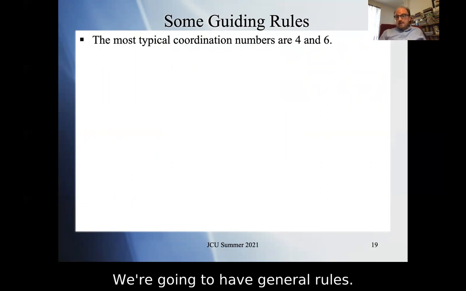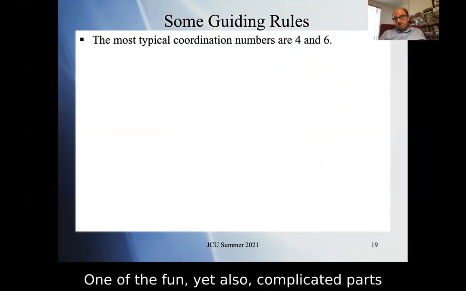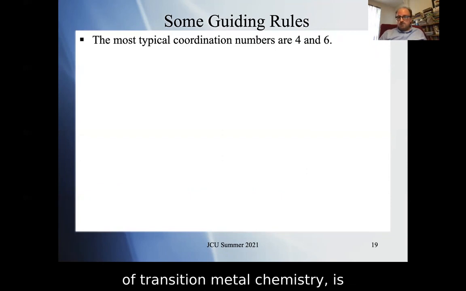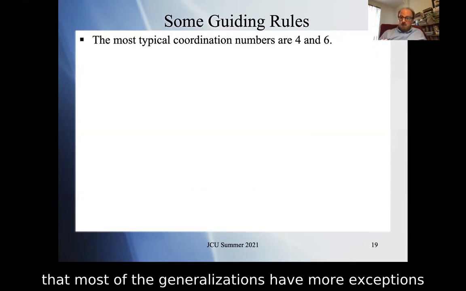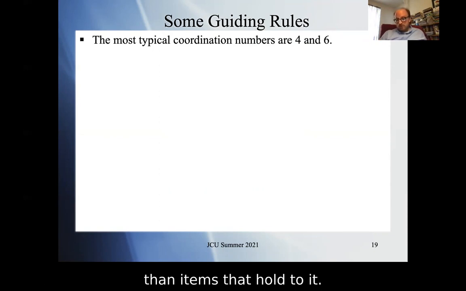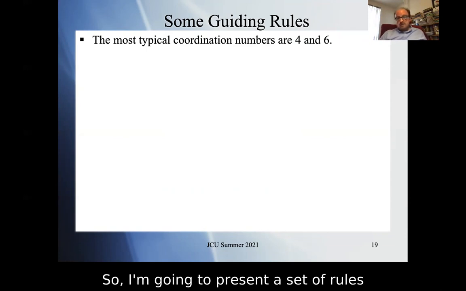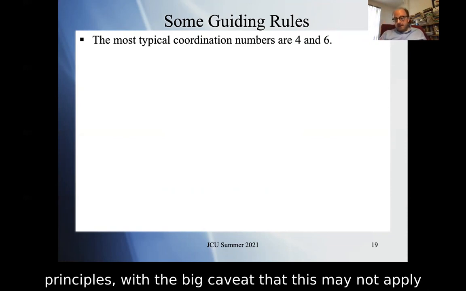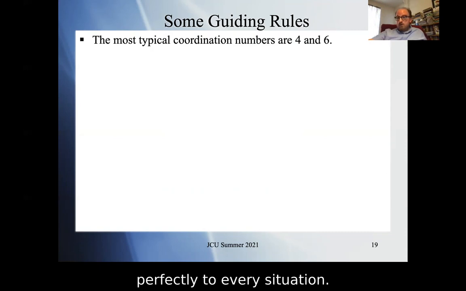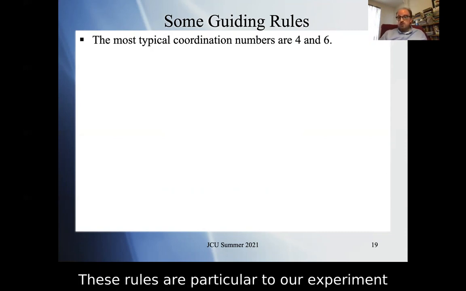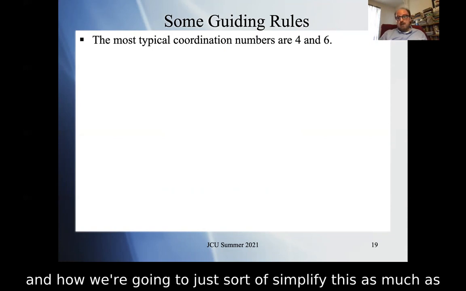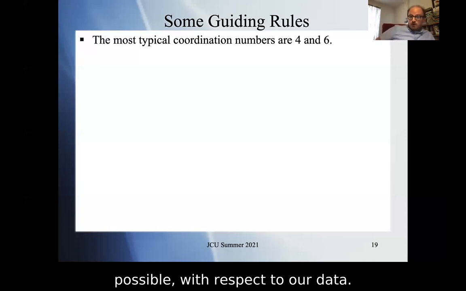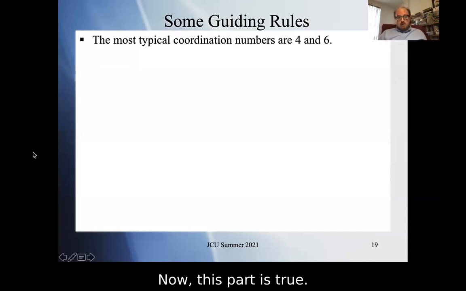Now, we're going to have general rules. One of the fun yet also complicated parts of transition metal chemistry is that most of the generalizations have more exceptions than items that hold to it. So I'm going to present a set of rules that we're going to follow as just guiding principles, with the big caveat that this may not apply perfectly to every situation, right? These rules are particular to our experiment and how we're going to simplify this as much as possible with respect to our data.